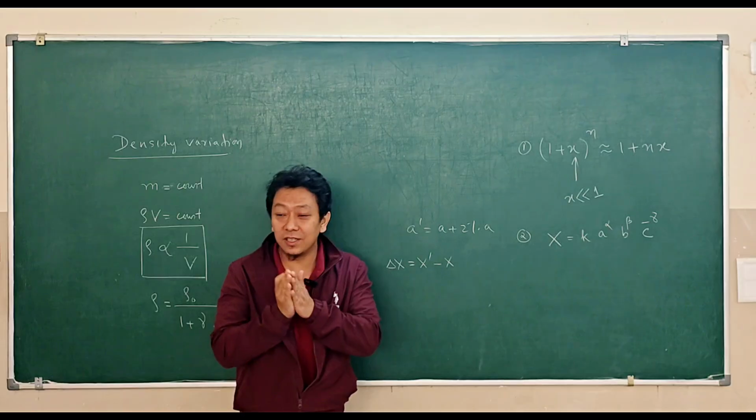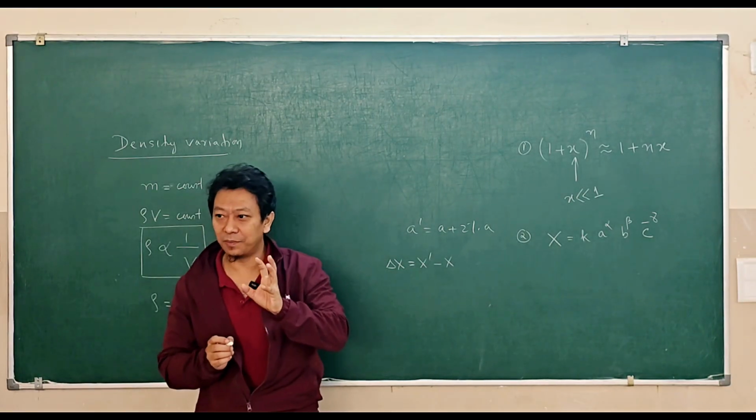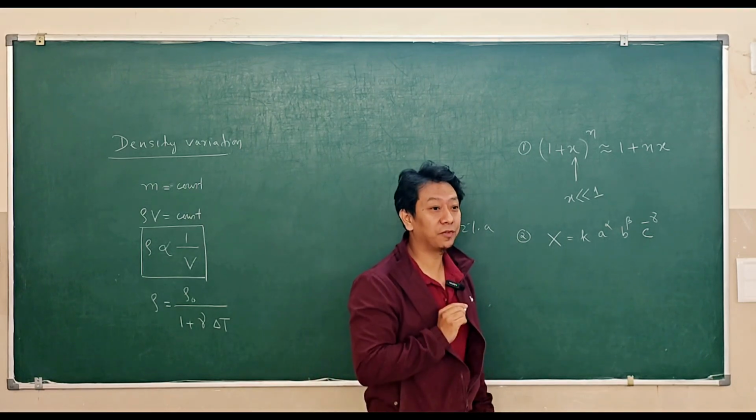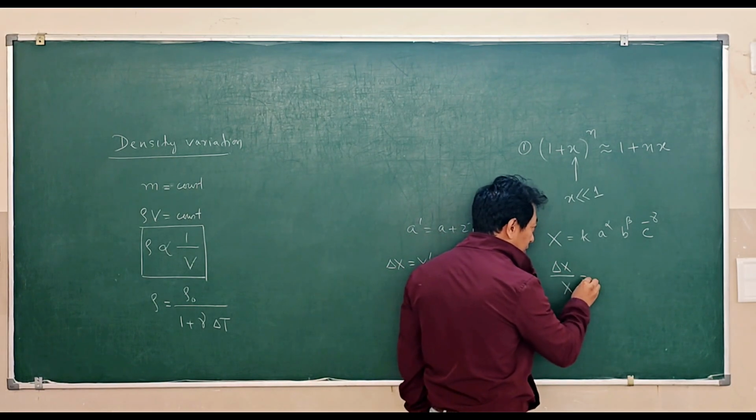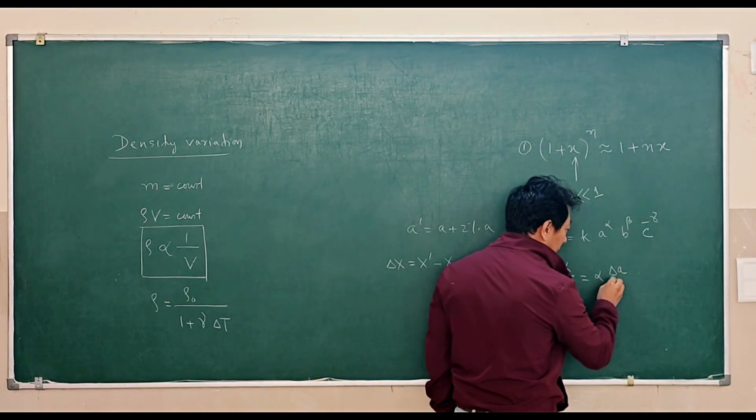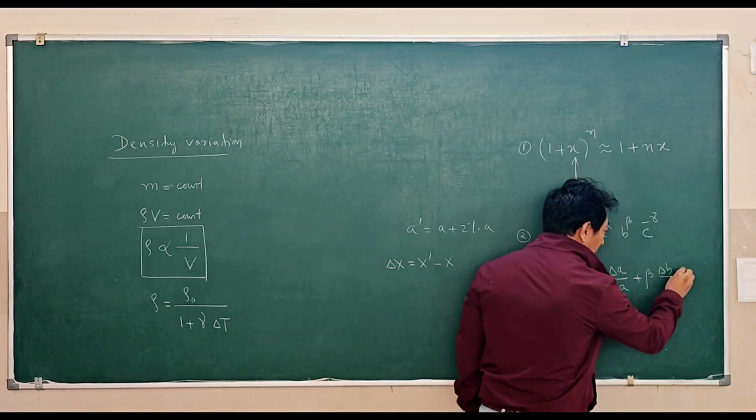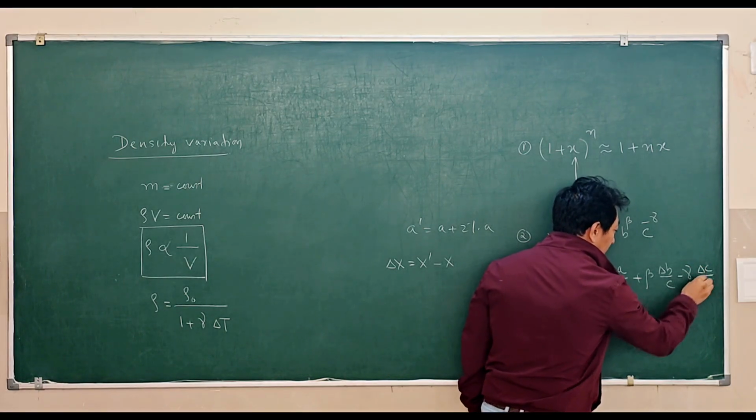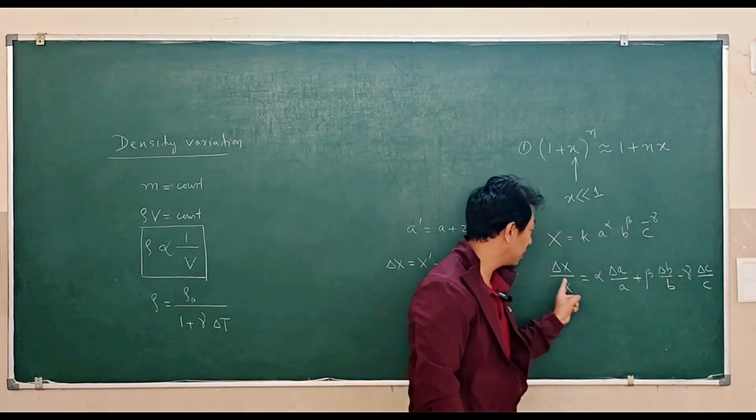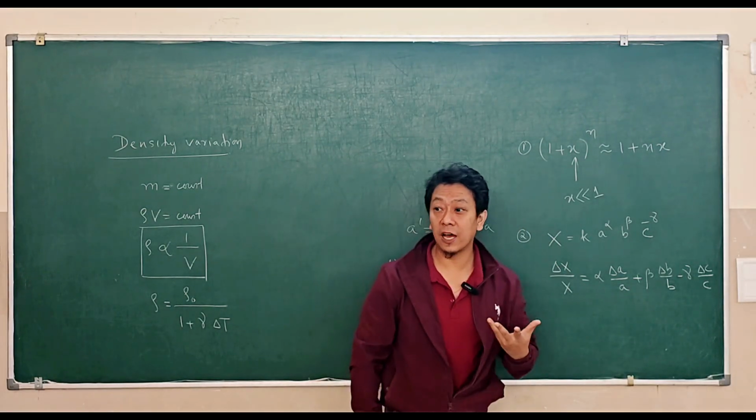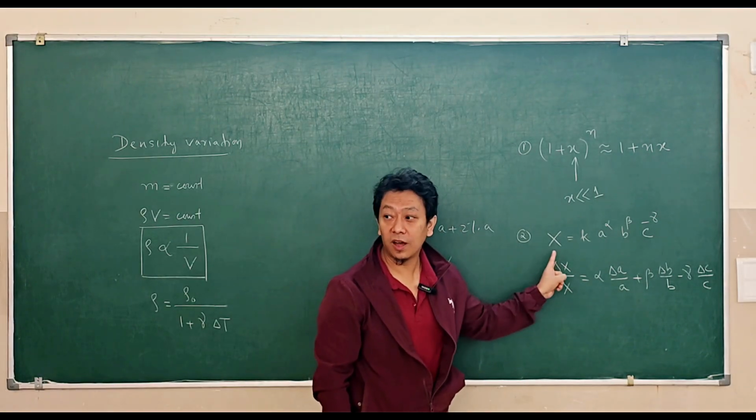However, when changes are very small, like 2%, 3%, less than 10%, then I gave you one shortcut formula. What was that? Delta x by x is equal to alpha delta a by a plus beta delta b by b minus gamma delta c by c. So this is very, very useful to know the change in x. Or if they ask percentage change in x, then this value you just multiply with 100.